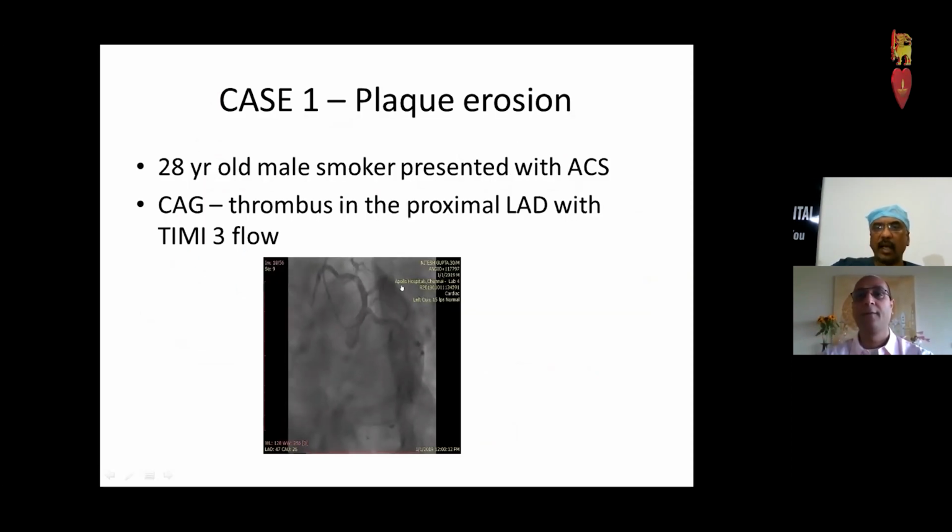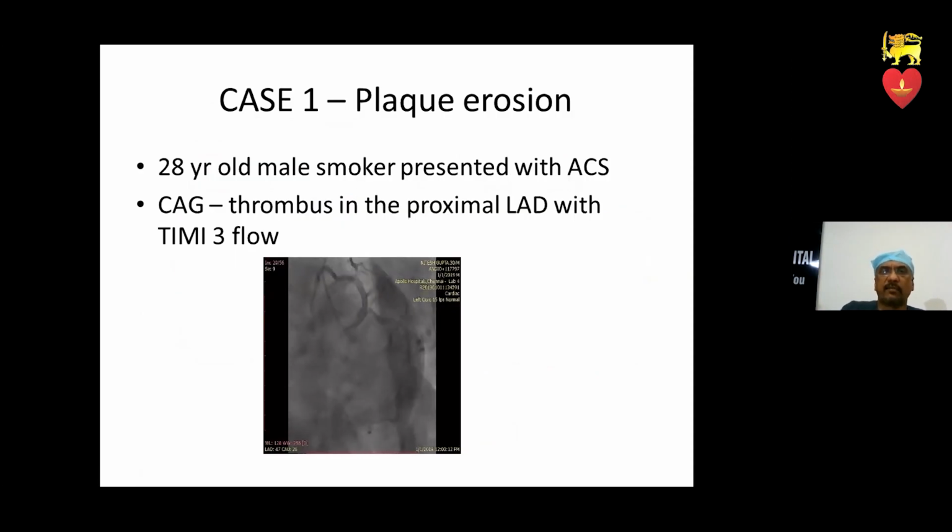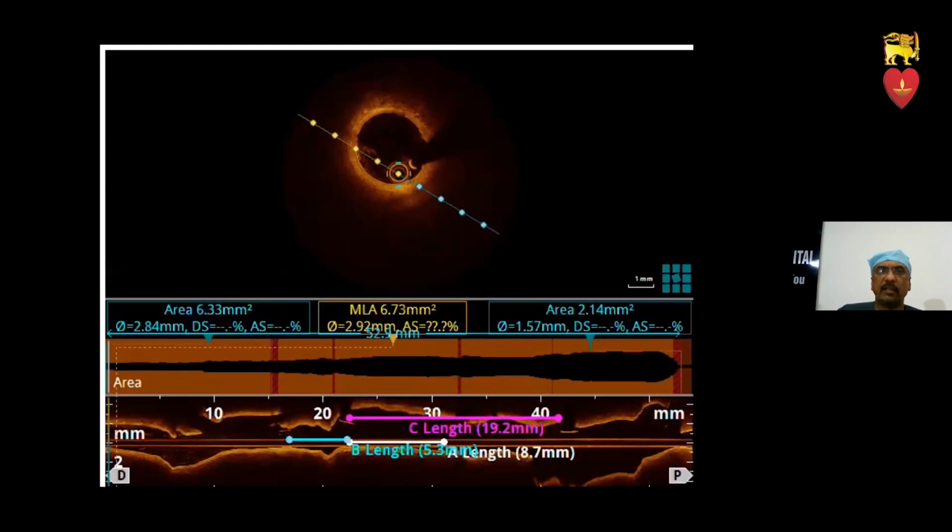So having looked at how to stent and what we do with stenting, let us look at 3 cases, in brief. This is the first case, of a plaque erosion. I would like to thank Dr. Satyamurthy for allowing me to use this data. It is his data. This is a 30-year-old male who presented with ACS. CAG showed thrombus in the proximal LAD with TIMI 3 flow.